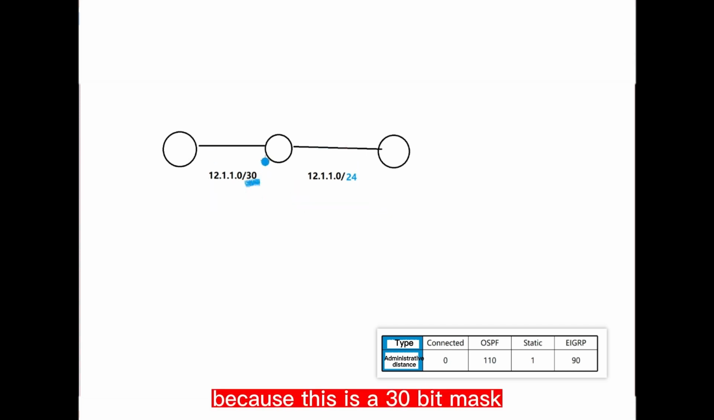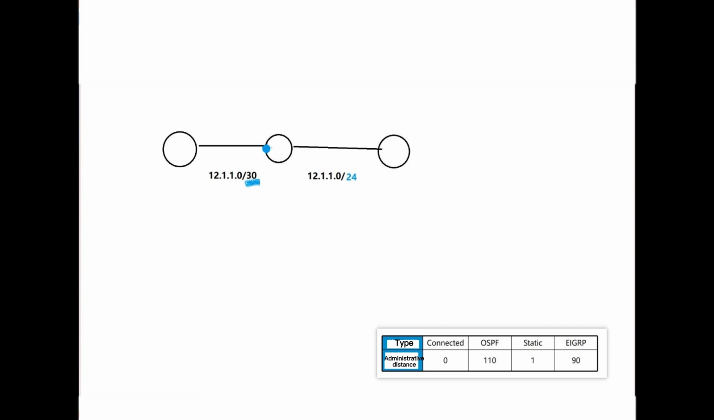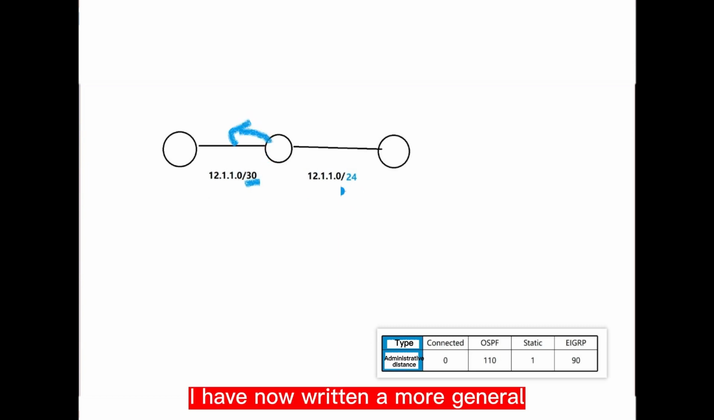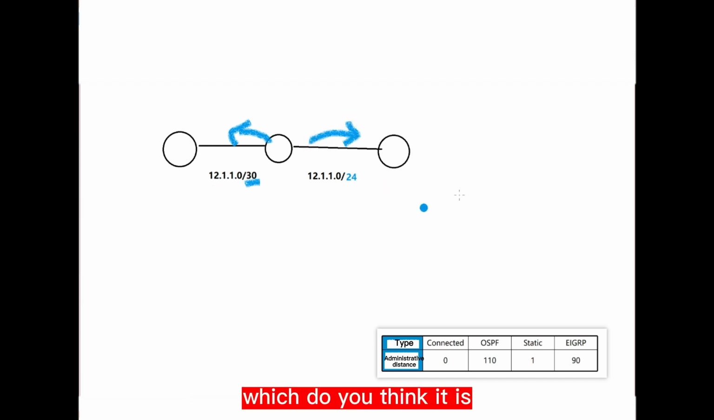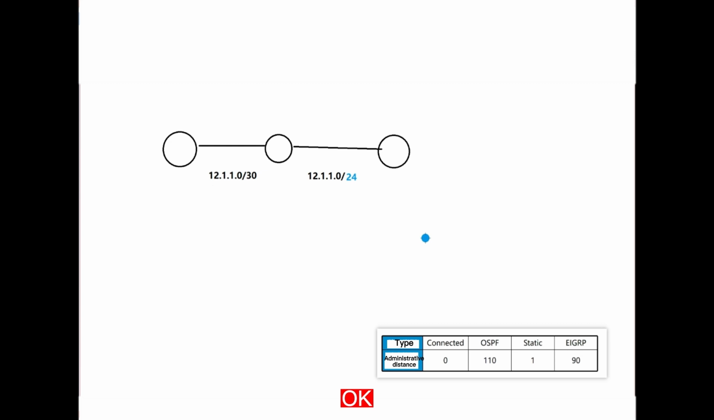Because this is a 30-bit mask, it represents fewer hosts behind it. Go left. I have now written a more general one. Go right. Which do you think it is? Okay. Both should be added.